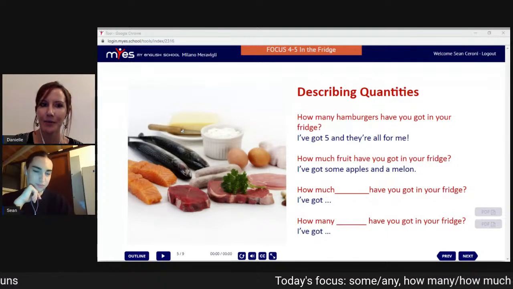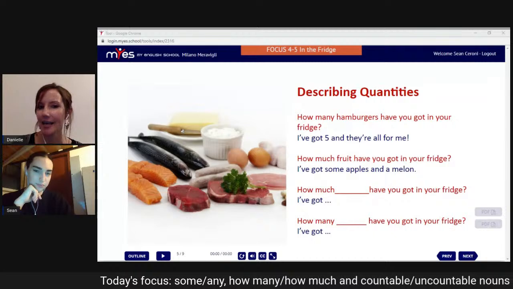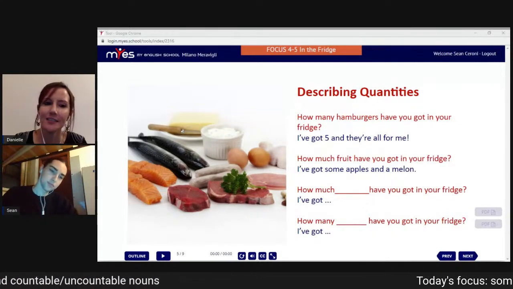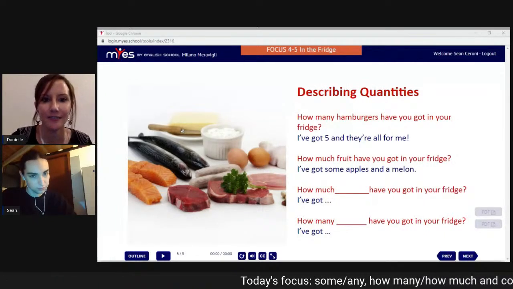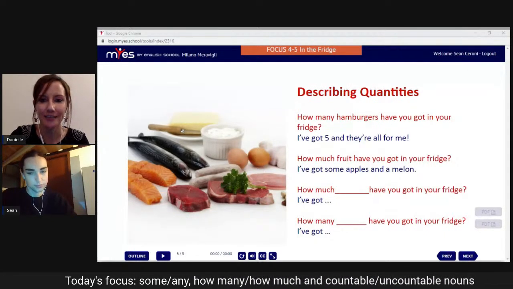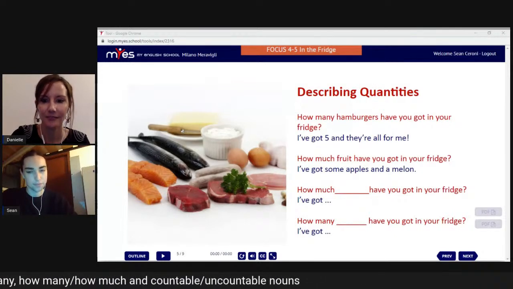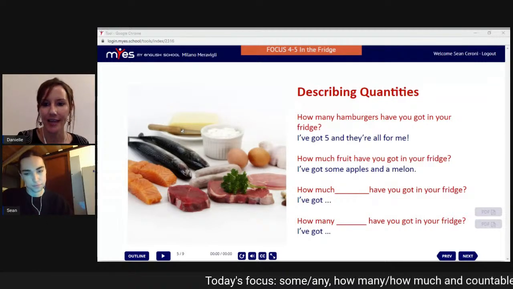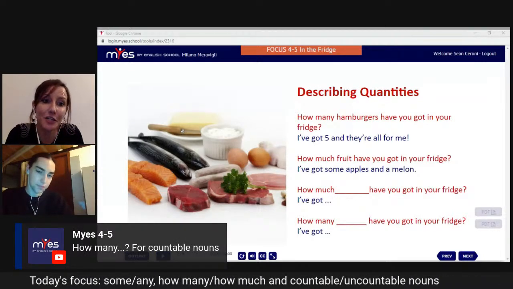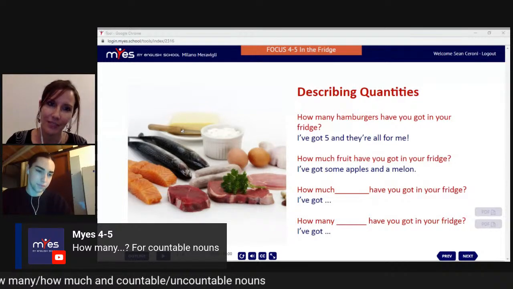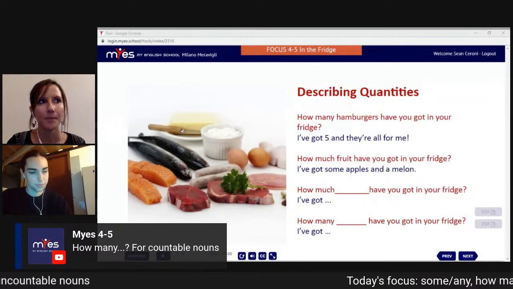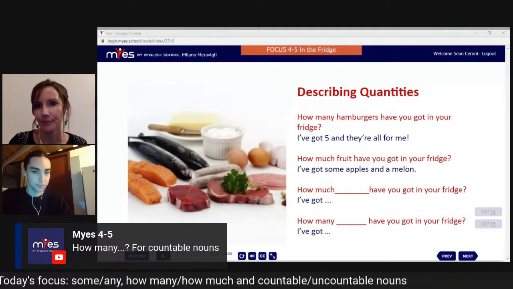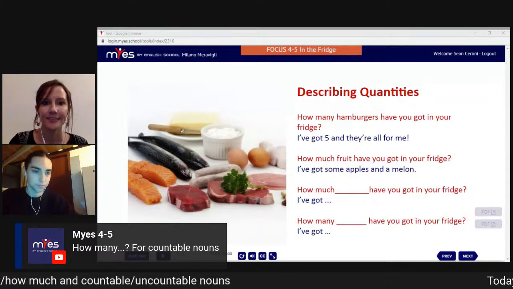We're talking about hamburgers. So hamburgers are countable, right? You can have a plural. So when you're asking about the quantity, we use how many. So you can say, how many tomatoes do you have in your fridge? How many strawberries do you have in your fridge? How many carrots?